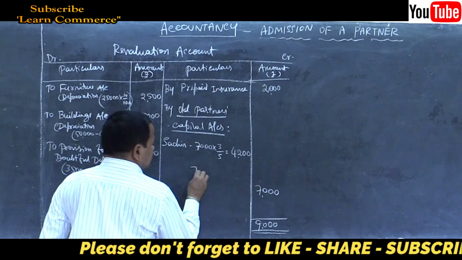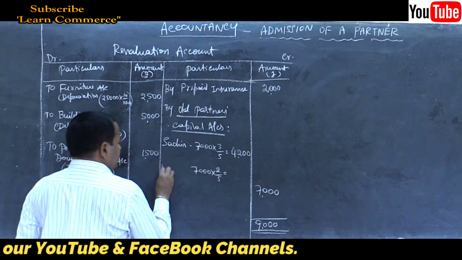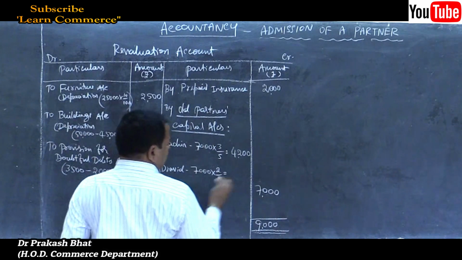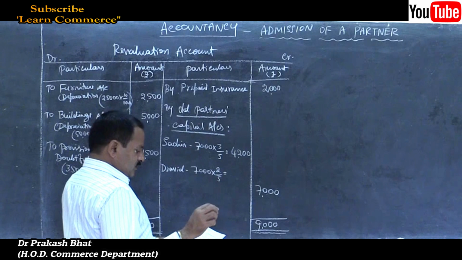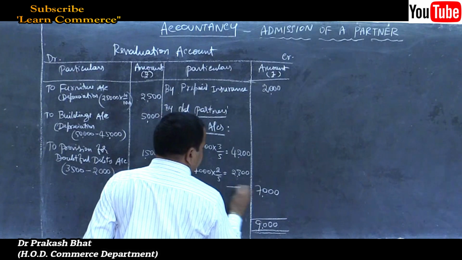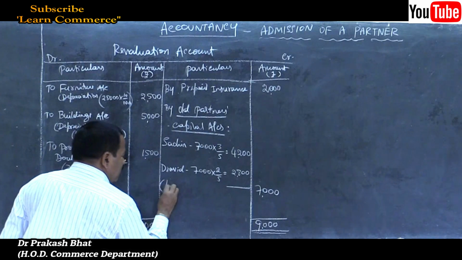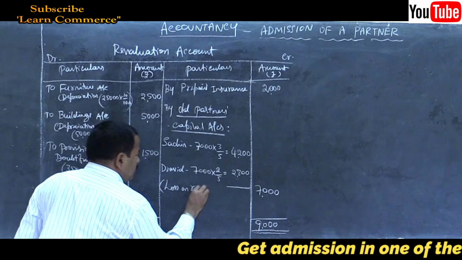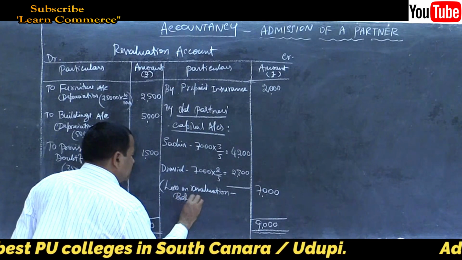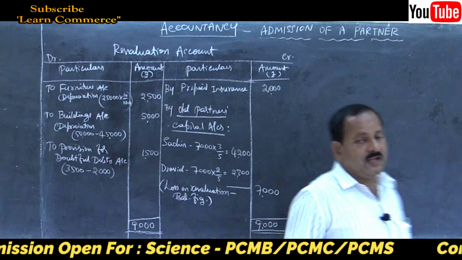Then 7,000 into 2 by 5 for Dravid, that is 2,800. Write 7,000 here, and right here loss on revaluation. Balancing figure. That's all. So your revaluation account is done.